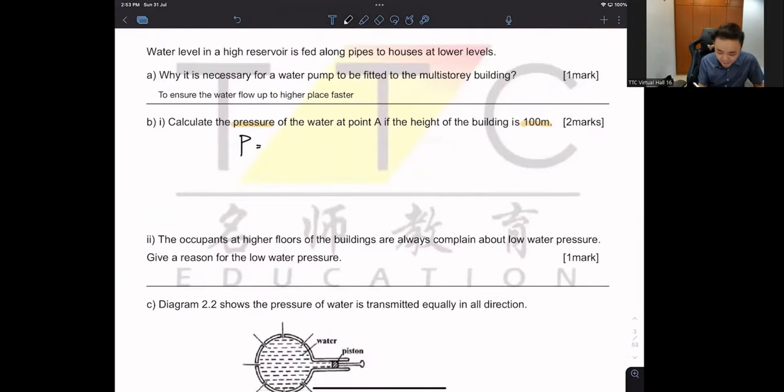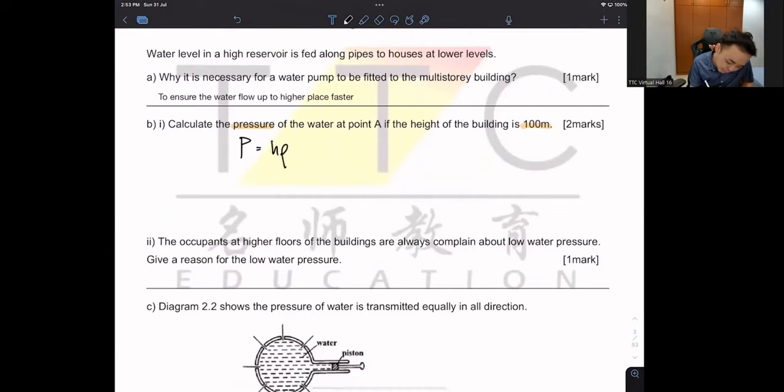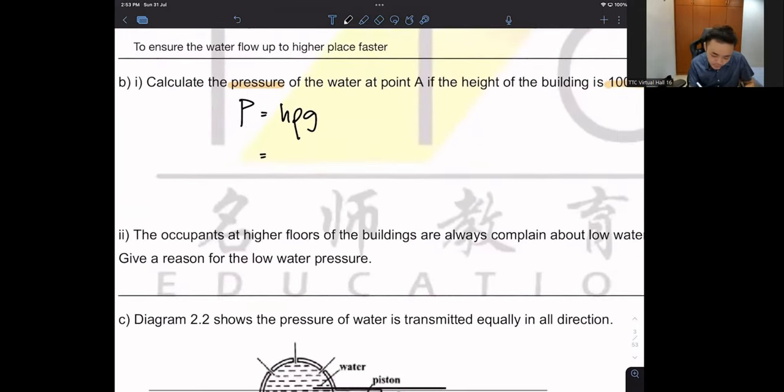Now, pressure. How do we calculate pressure, by the way? Pressure of water. Well, water means liquid pressure, right? We got 3 types of pressure: liquid pressure, solid pressure, and gas pressure. Now, solid pressure is F over A, the most fundamental formula, force over area. This one is to calculate liquid pressure: hρg, equals what? The height, of course.